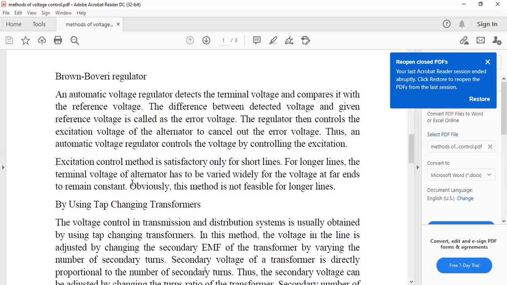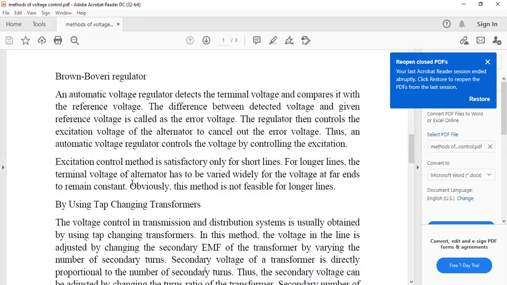For long transmission lines, suppose at one target point we have to maintain the voltage constant, which is far away from your automatic voltage regulator. Fixing those regulators and providing the excitation by using this method is very difficult. Minimizing the voltage variations far away from the end is very difficult by using this method. So this method is not that feasible for longer lines; it is only suitable for short lines.